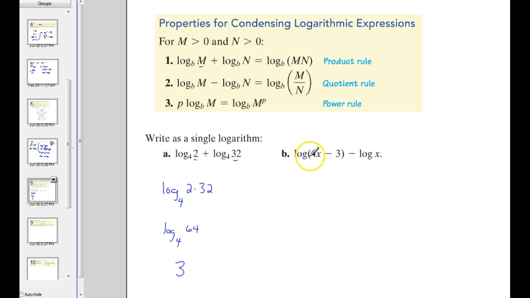Alright, and then this has subtraction. So this is my m, this is my n, and I'm going to write this as a single logarithm. The log of, this is my numerator, 4x minus 3, divided by, this is my denominator, x. And you can't cancel this because of that subtraction, but there's my condensed form of that logarithm.